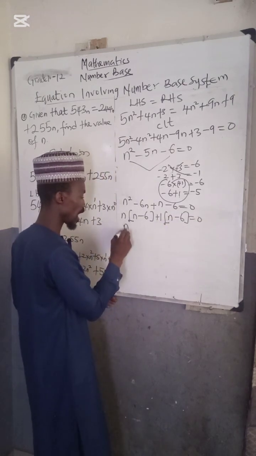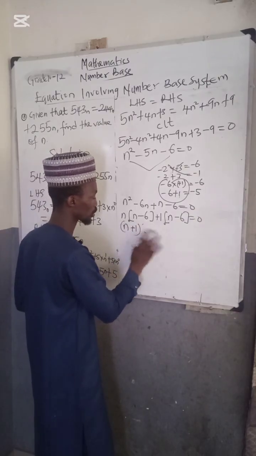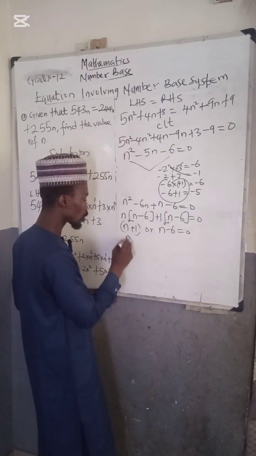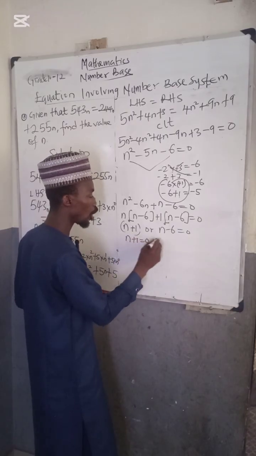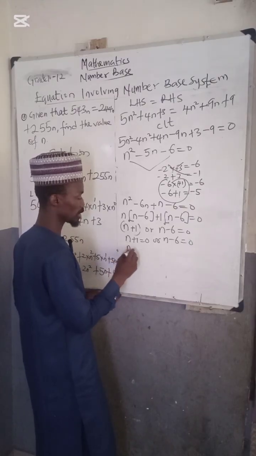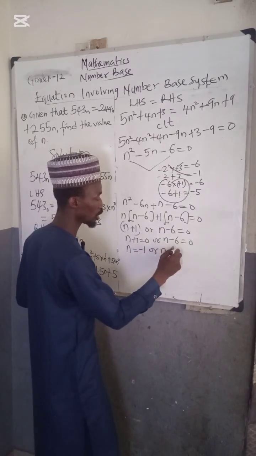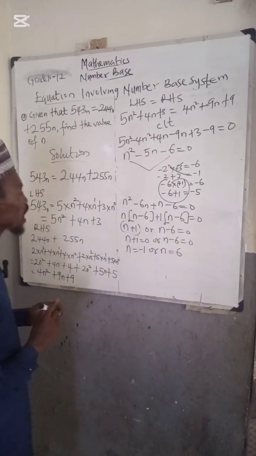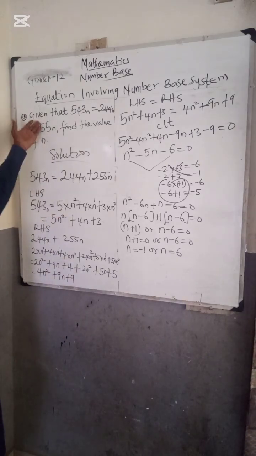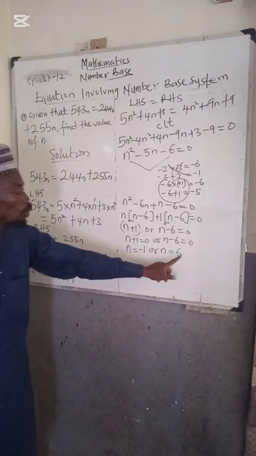So you have n plus 1 or n minus 6 equals to what? 0. So n plus 1 equals to 0, or n minus 6 equals to what? 0. So n is equals to minus 1, or n is equals to what? 6. As someone who has been solving, converting, changing numbers involving base, you can see which one suits this. N is definitely what? 6.